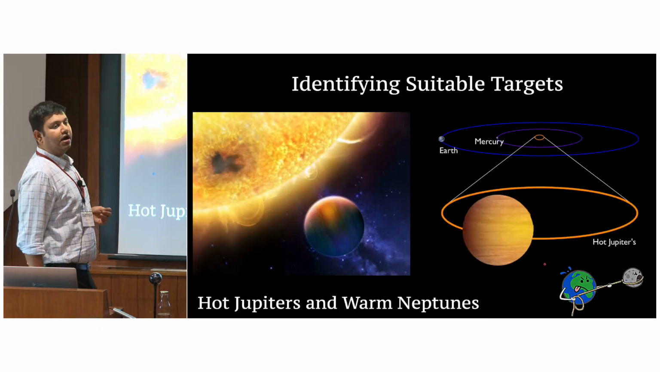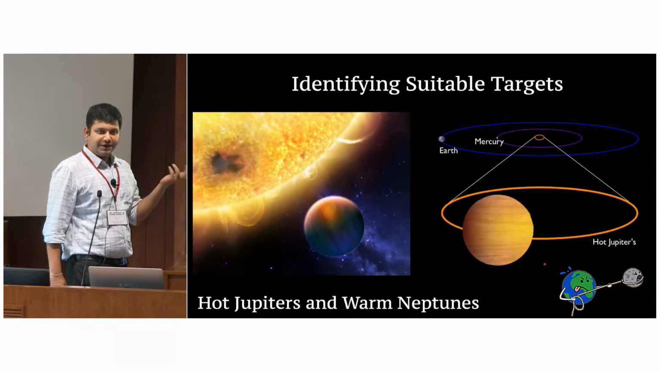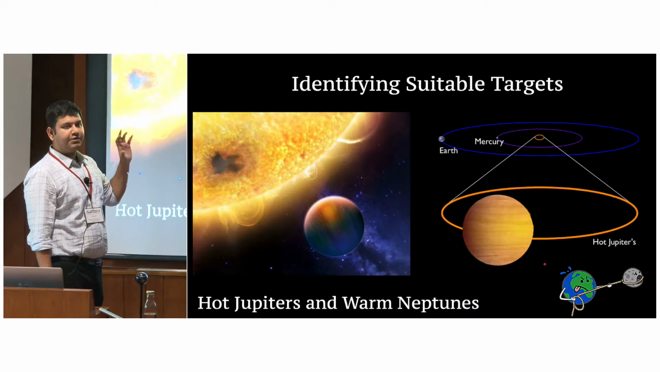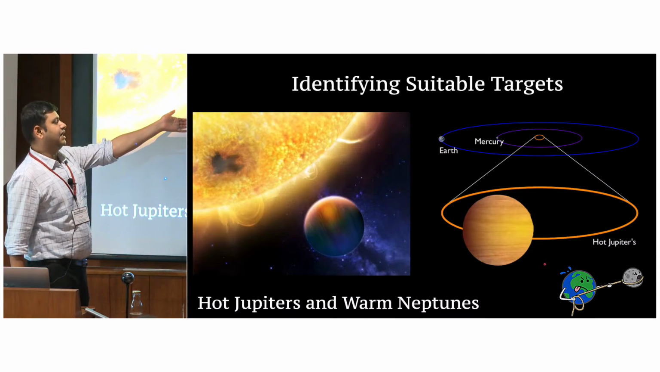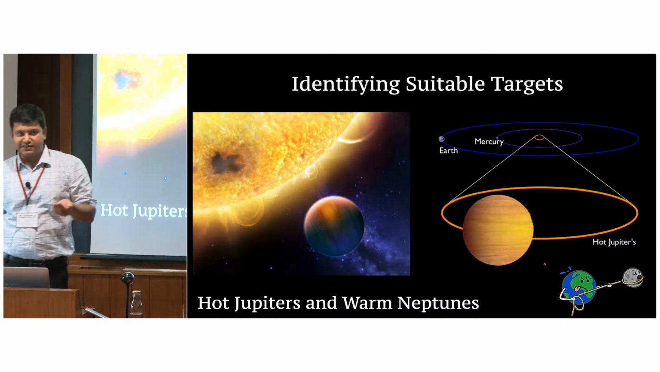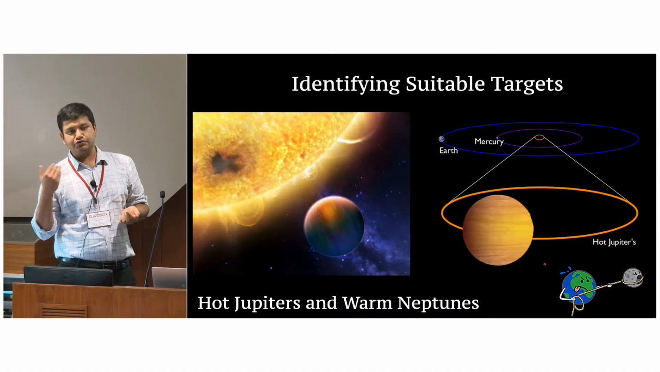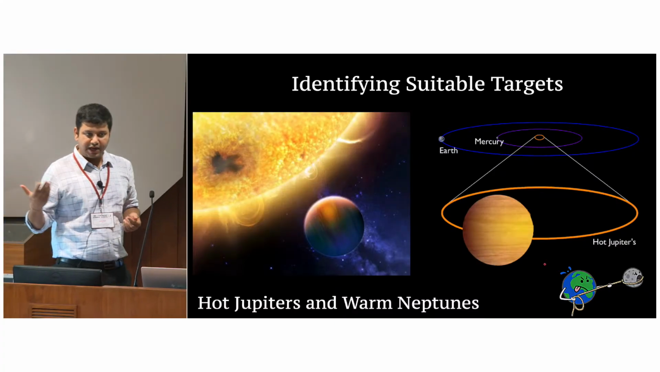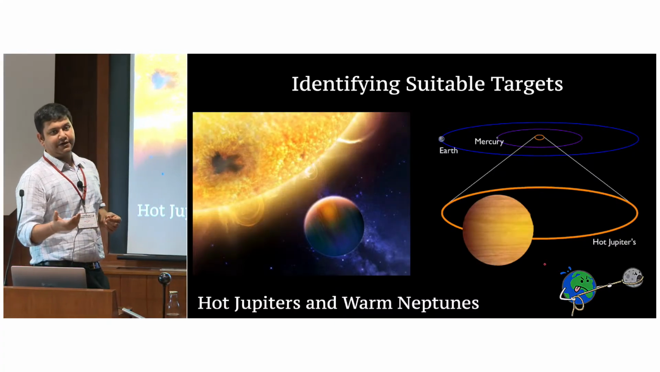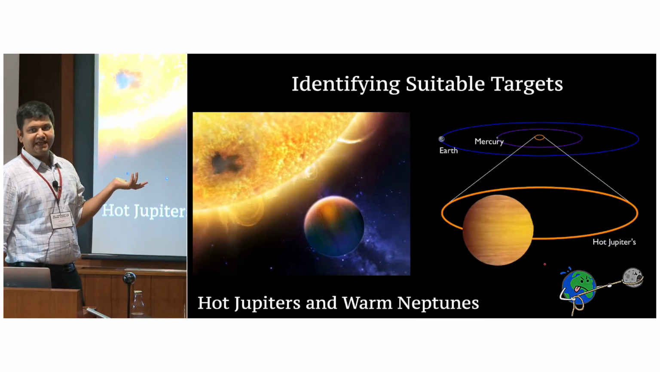Okay, so identifying suitable targets. Hot Jupiters and warm Neptunes have been one of the main targets for atmospheric studies, and they are also very close to their host stars. So it's a win-win situation, because if they are very close to their host stars, you can get many transits. If you get more transits, then you can do the spectroscopic studies more frequently. And plus, their atmospheric scale height is high.